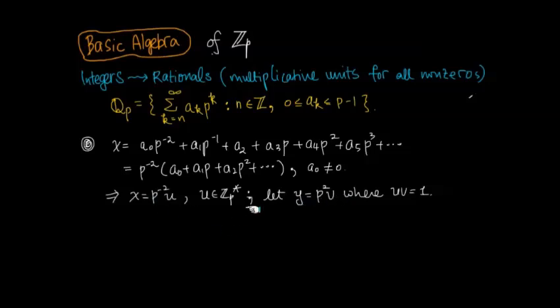So you can easily see that if you write numbers in this way, all the numbers here have a multiplicative inverse as long as they're non-zero. So this turns into a field, and the field of fractions of the p-adic integers looks like this.